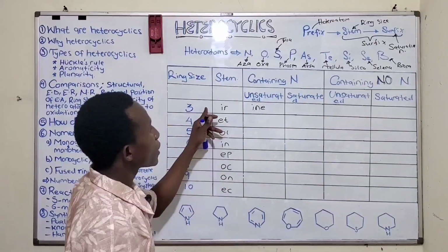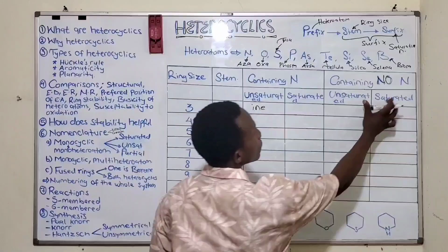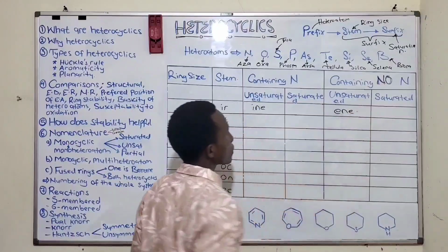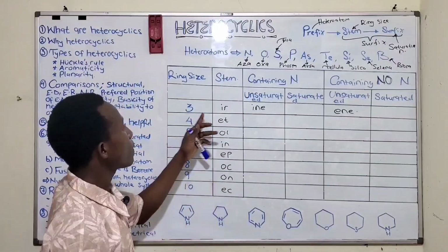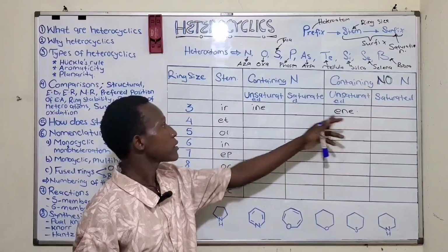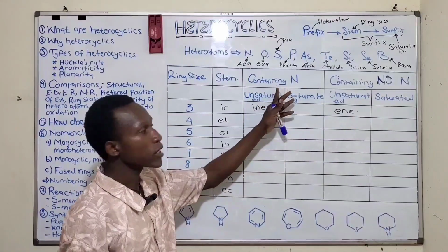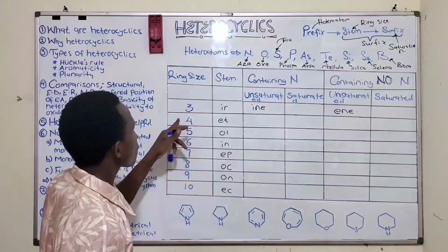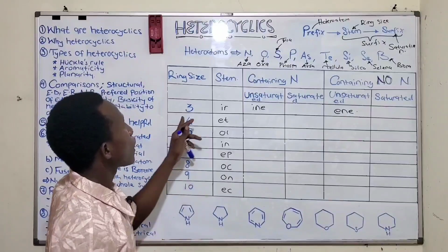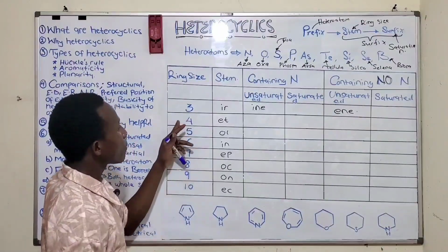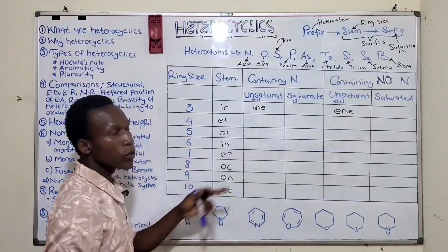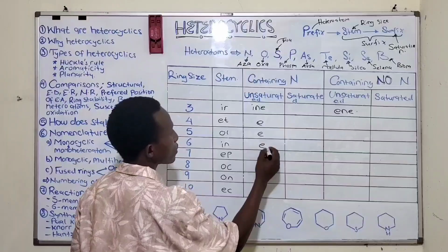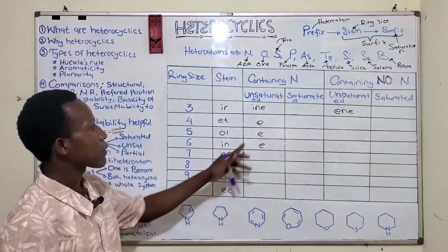Then if it is three-membered and it's unsaturated but does not have nitrogen, it will be given ene. So it will be irene. We have irine for the one containing nitrogen, but this one will be irene. Now, for the 4-membered, 5-membered and 6-membered containing nitrogen, and they are unsaturated, just add e.